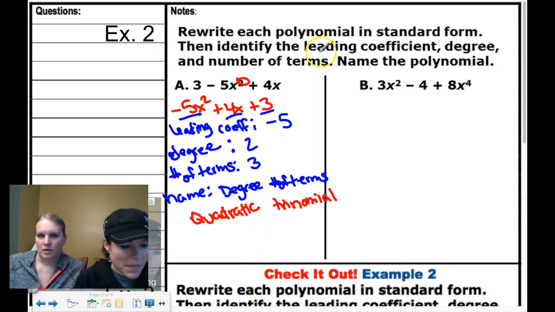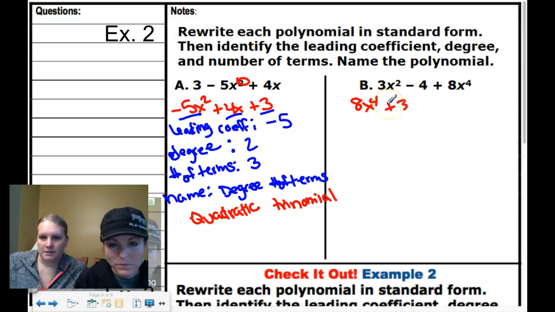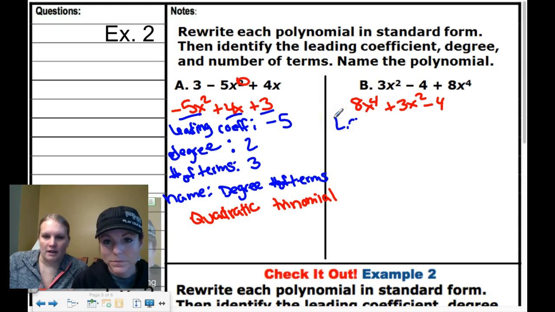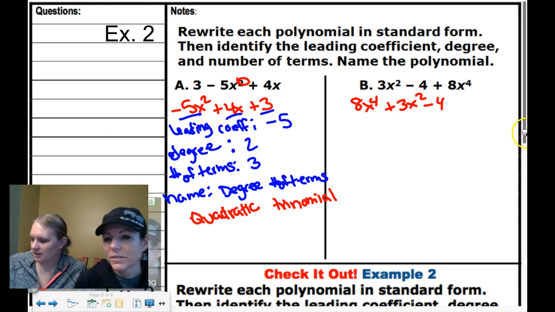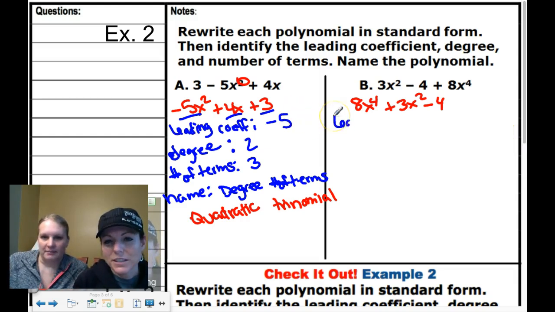Should we do B? Sure. So put it in order first. The 4th is our greatest, so 8x to the 4th plus 3x squared minus 4. So we got to do all of our things. I'm going to call it the LC. Now that sounds like the common denominator. Never mind. I'll just call it leading coef. That's fine. It is 8, because that's right there.